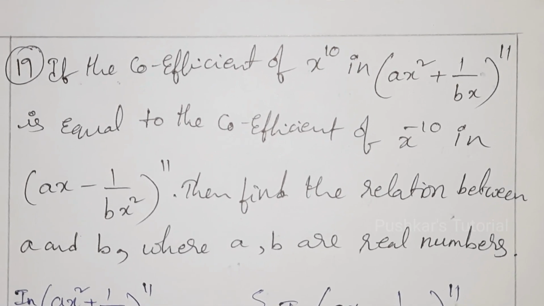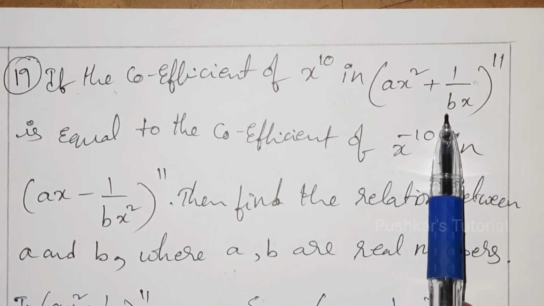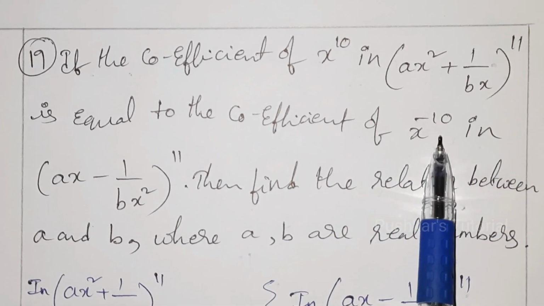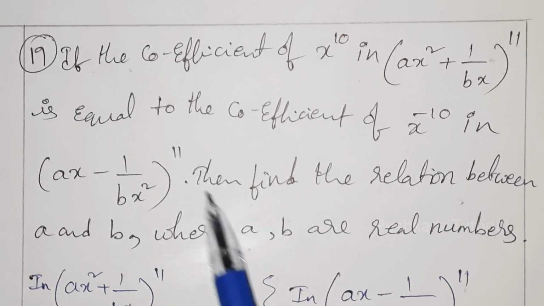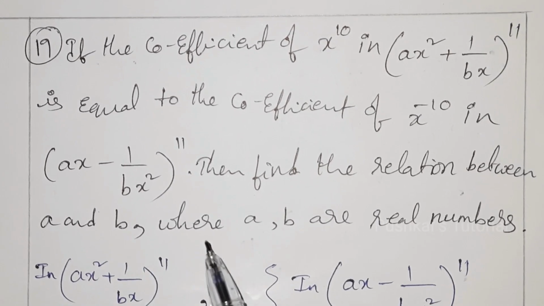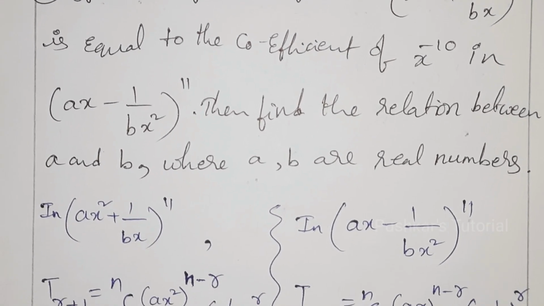Next, if the coefficient of x power 10 in (ax square plus 1 by bx) whole to power of 11 is equal to the coefficient of x power minus 10 in (ax minus 1 by bx square) whole to power of 11, then find the relation between a and b, where a, b are real numbers. So we need to find what is the relation between a, b.